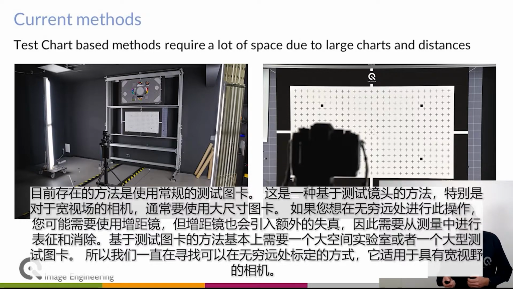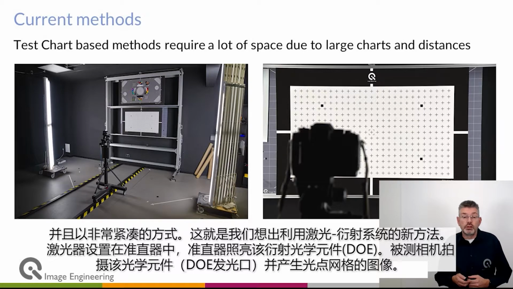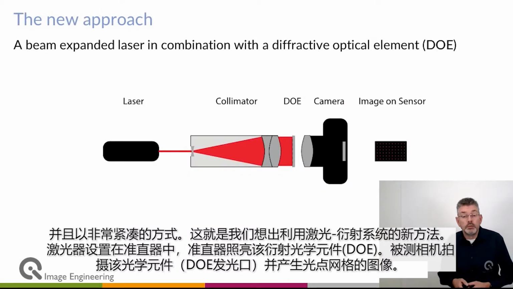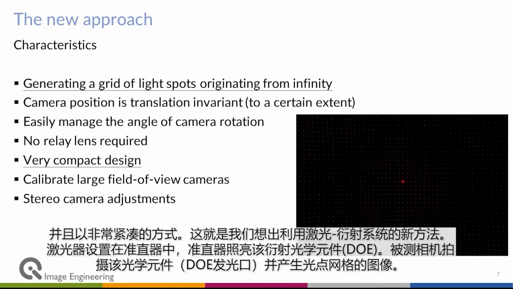charts. So we were looking for something that would work at infinity, that would work for cameras with wide fields of view and in a very compact way. That's how we came up with the new approach. It basically makes use of a laser system. The laser is fed into a collimator, and that collimator illuminates a diffractive optical element. The camera under test then captures an image of that diffractive optical element and produces that image of a grid of light dots.